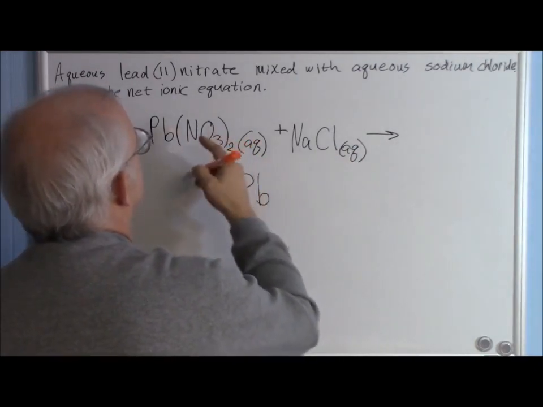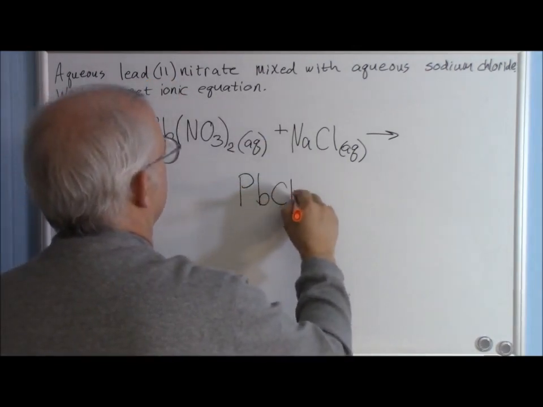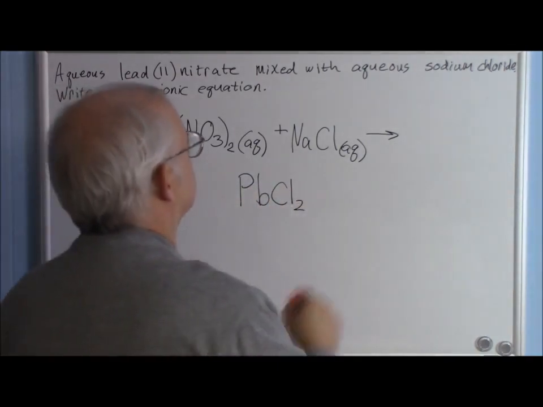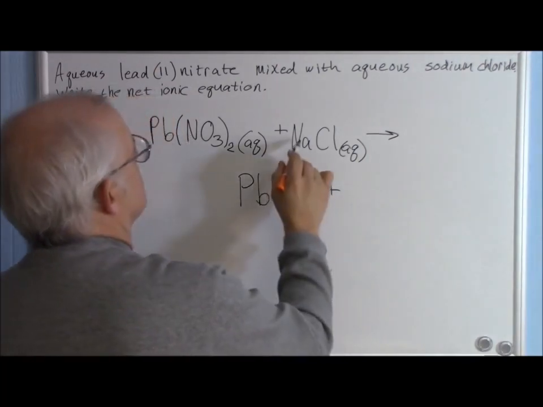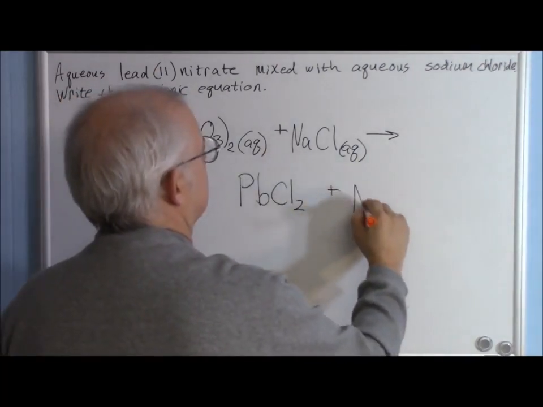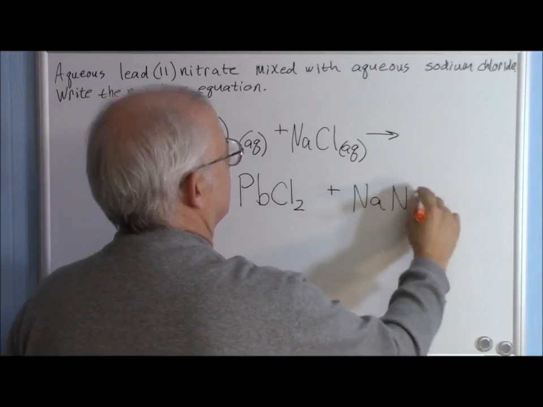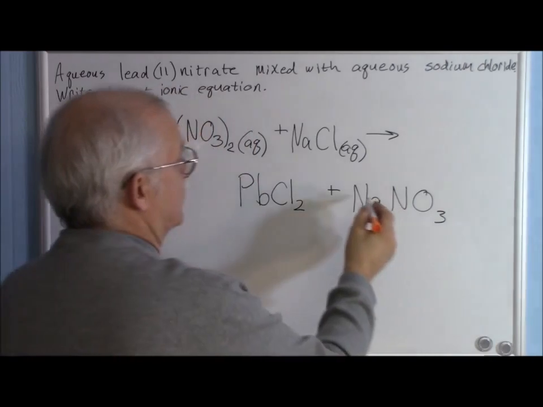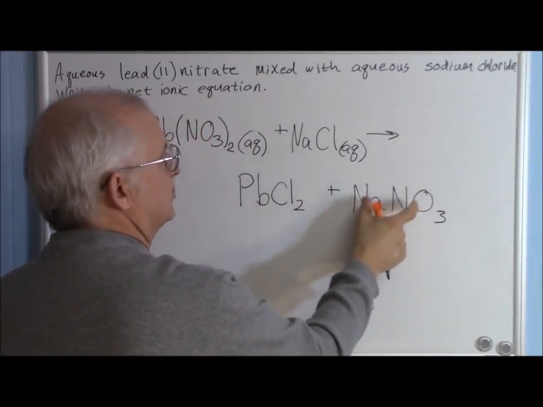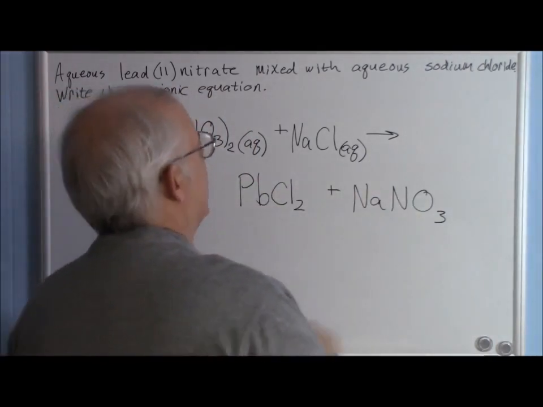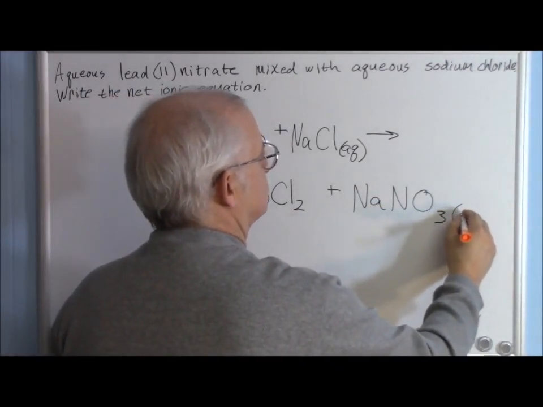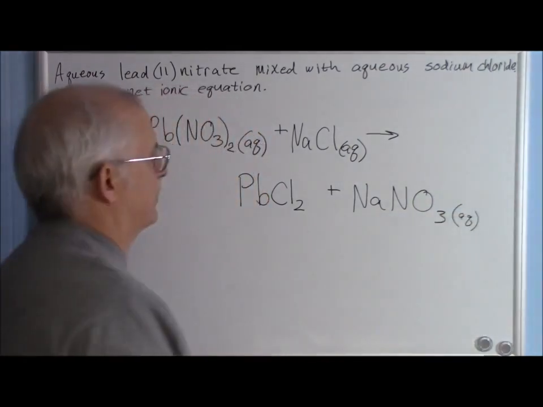Lead 2 chloride. Since lead has a +2, chloride has a -1, we'll need 2 chlorides plus sodium nitrate. Nitrate has a -1 charge. Sodium has a +1 charge, so that's a neutral compound right there. And all nitrates, by the way, are soluble. So let's put aqueous there.